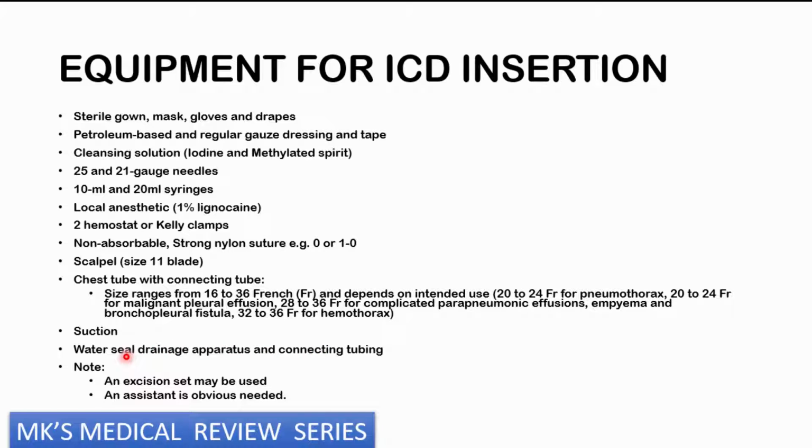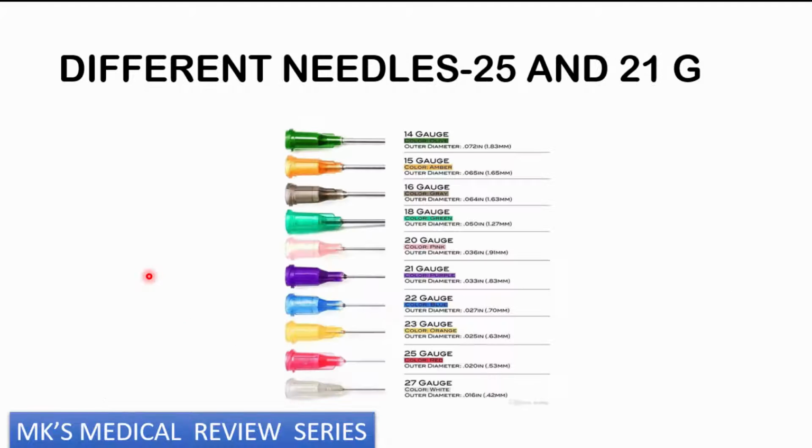Then take note that you can actually find most of these instruments in an excision set, especially the clamps, the scalpel, the drapes, and of course the sterile gowns. And you should also get some sterile chest tubing and the apparatus, the underwater seal. You can actually make or improvise an underwater seal. And obviously, this goes without saying, you actually need an assistant to be present because you can't really do this alone.